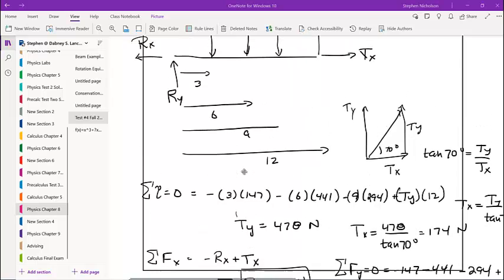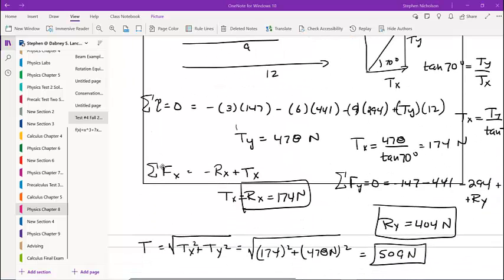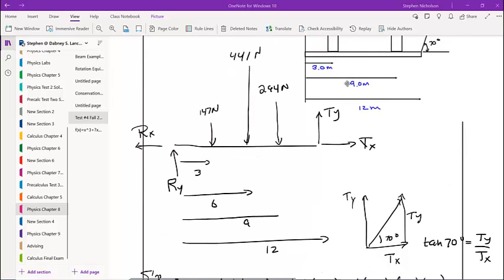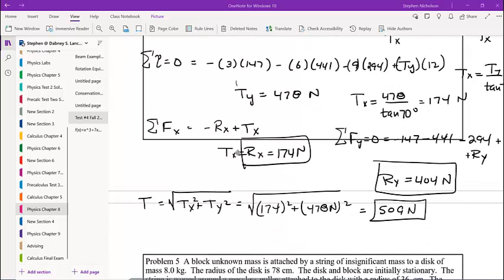Now to find the support forces over here, we sum the forces in the x direction. There's only two forces in the x direction. The support force, which I'm assuming has to be going to the left, and T sub X, which is going to the right. We know that because of the direction of the cable. So if you solve for R sub X, it's equal to T sub X. So it's 174 from the previous step. And because it's positive, I guess it's in the right direction.